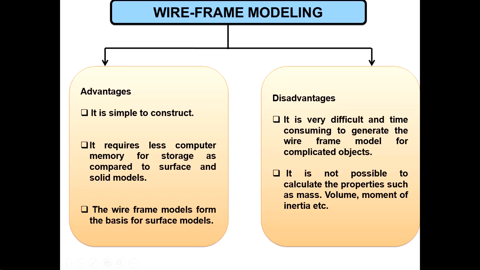Then a wireframe model of the object is a more ambiguous representation than its surface and solid model. So surface and solid model representation will be more clear, and it will have less ambiguity as compared to your wireframe modeling. Some features, some parts may not be clear in the wireframe modeling. So that is the main disadvantage that we have in the wireframe modeling.